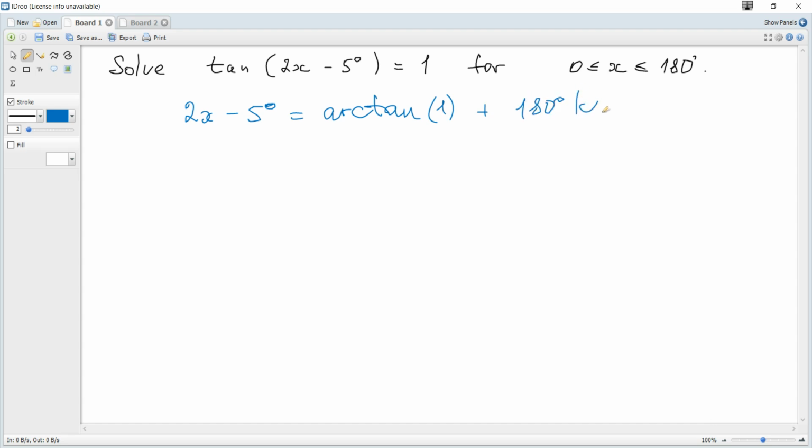180 k, where k is any integer, 0, 1, 2, and so on, also negative 1, negative 2, and so on. So k is integer, and since everything is in degrees, we write 180 k. If it would be in radians, we should write plus pi k to get the general solution. There are infinitely many solutions, and when we solve for x, we find the general solution. And we need just solve for x.